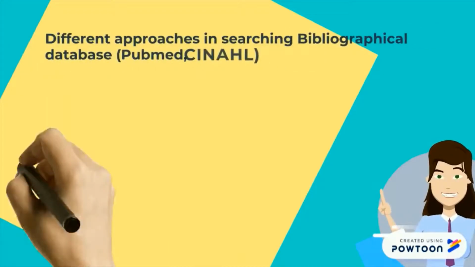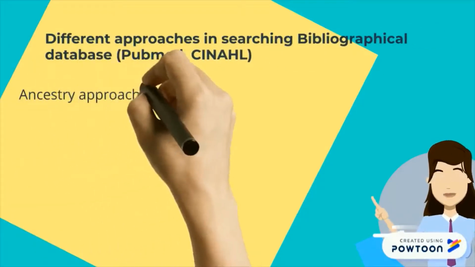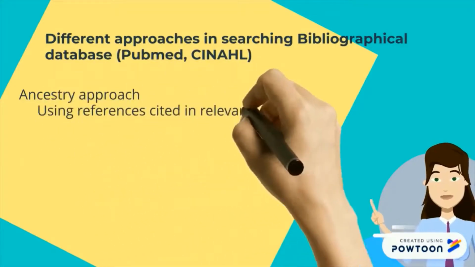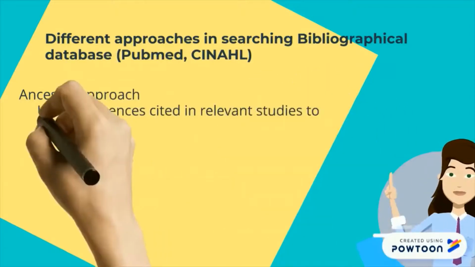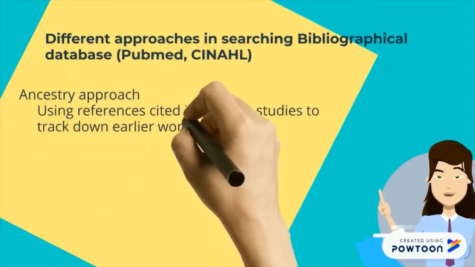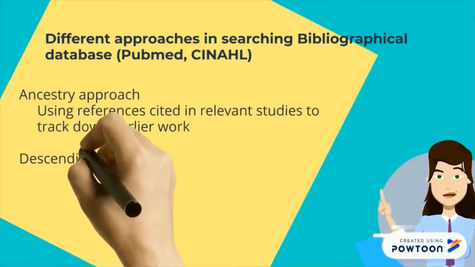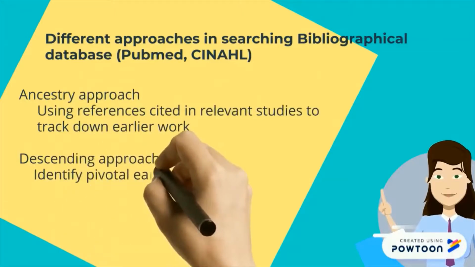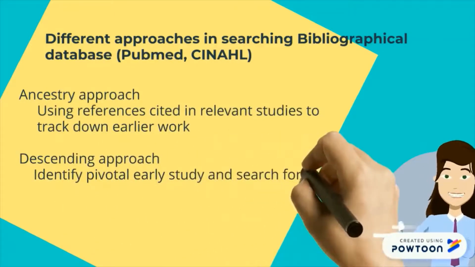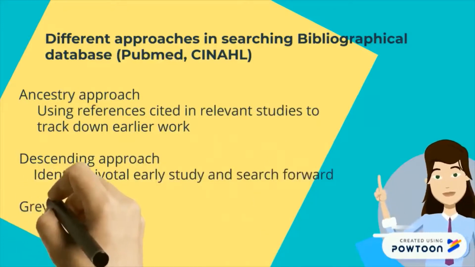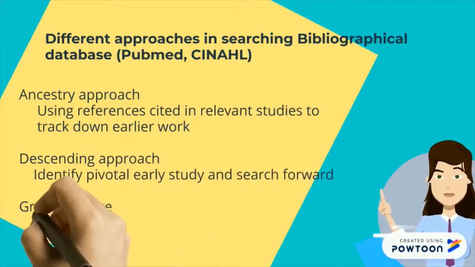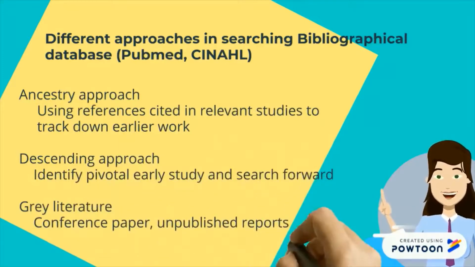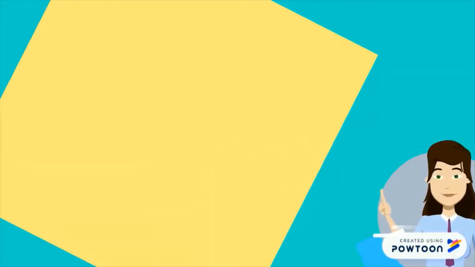There are different approaches you can use in searching bibliographic databases. PubMed and others are considered bibliographic databases. You can use the ancestry approach, using a reference cited in relevant studies to track down earlier work. The descending approach is to identify a pivotal early study and search forward. Also search gray literature, conference papers, and published reports. To own the literature, you must continue to study and consider finding all three at some point.